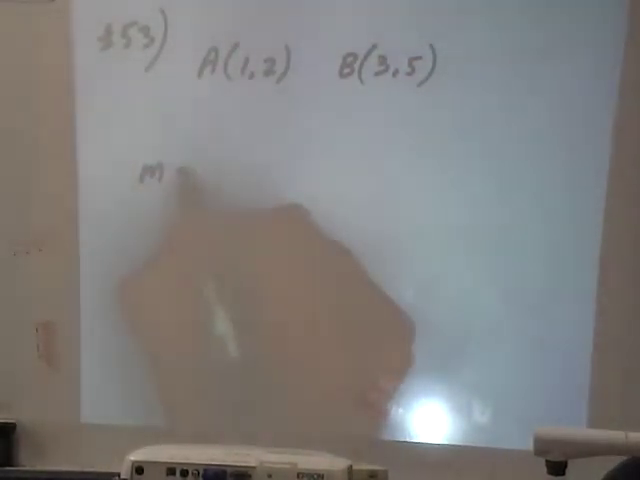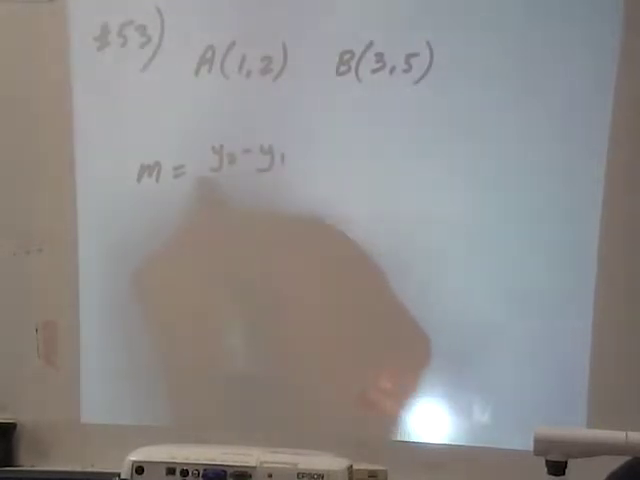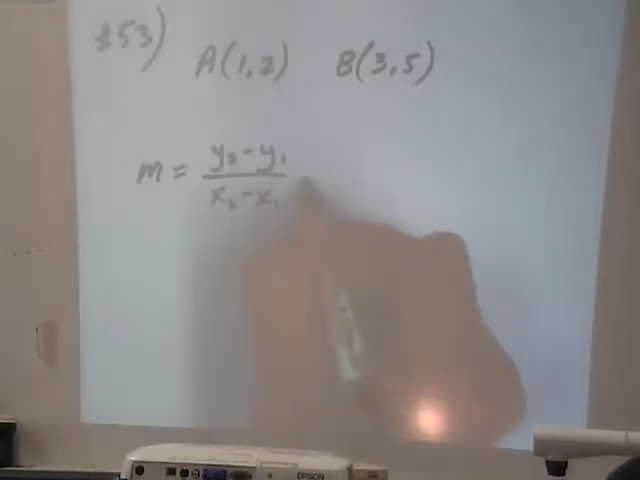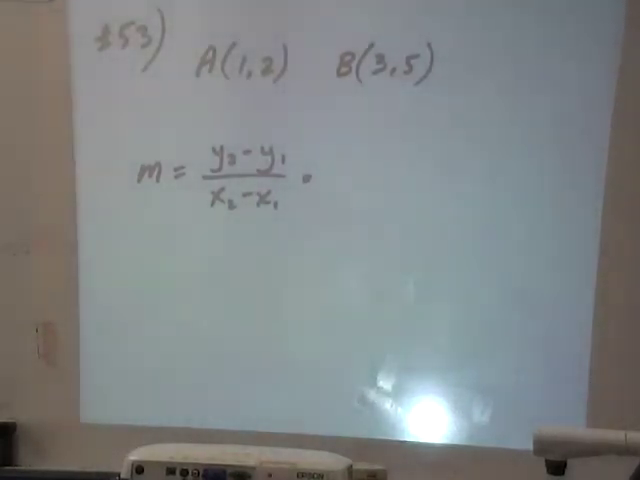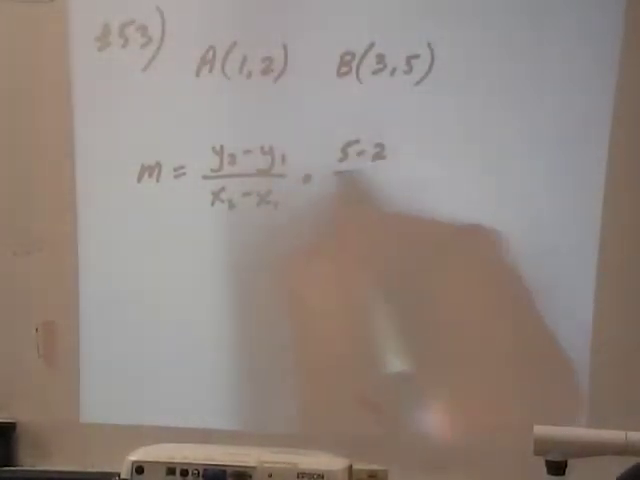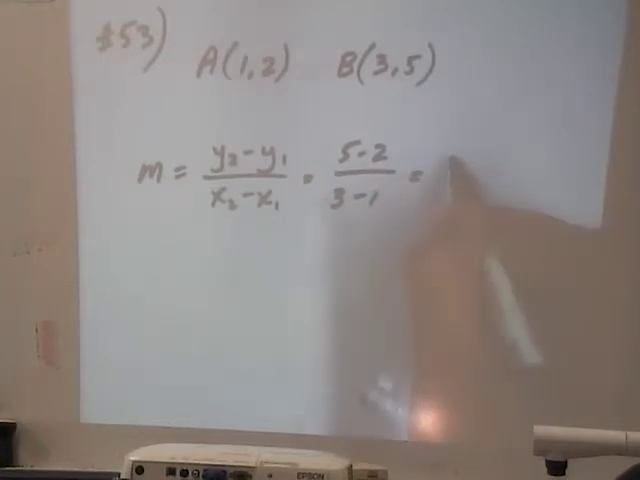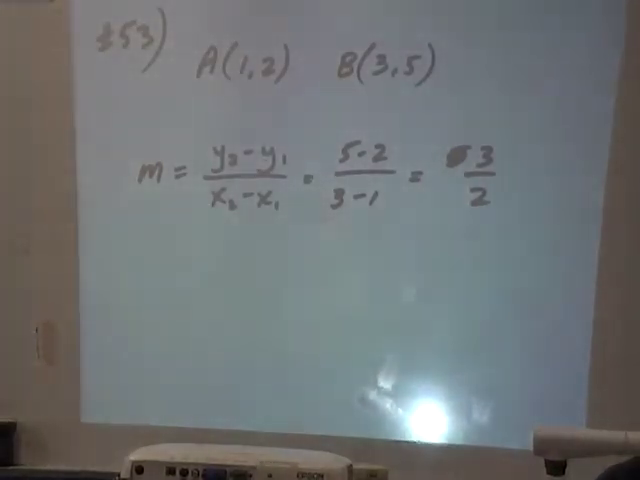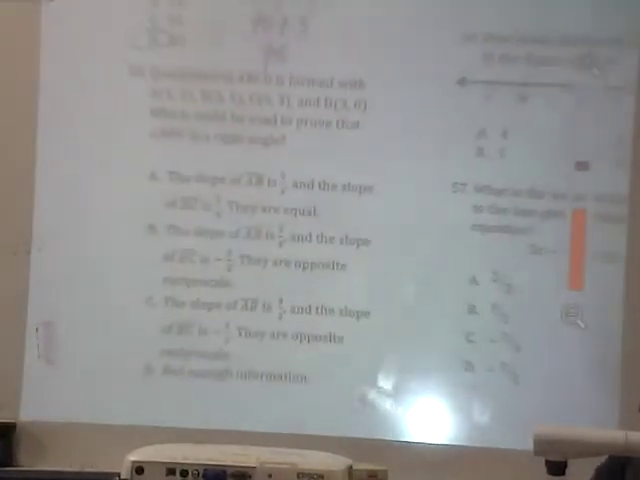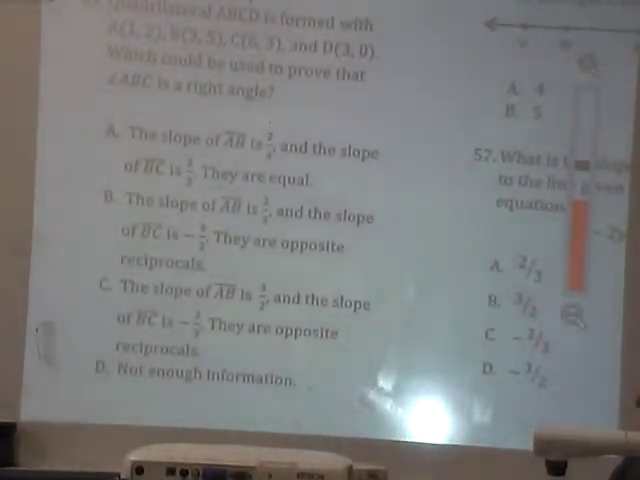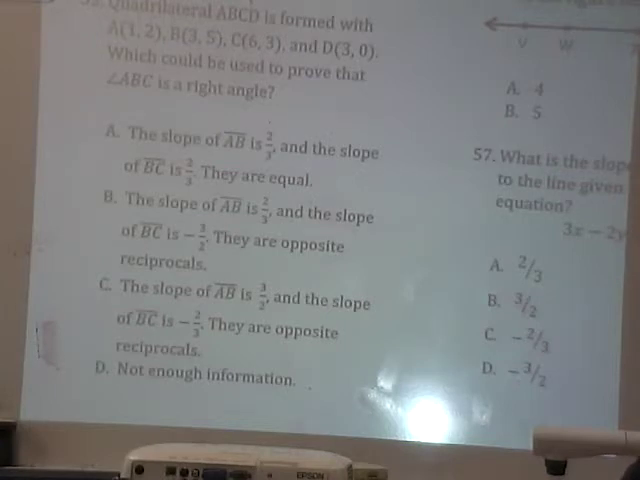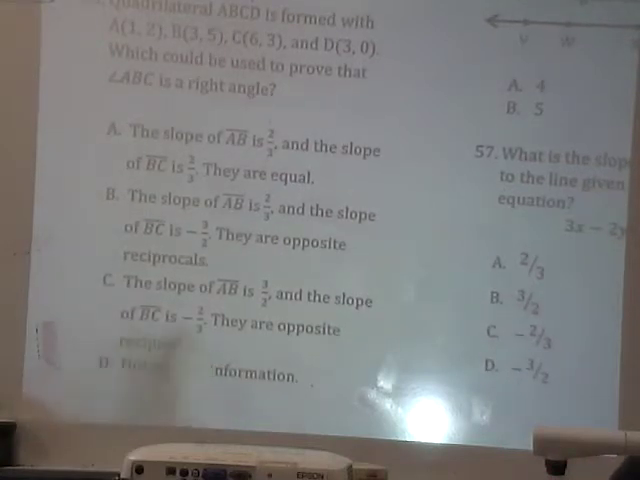And we want to find the slope. That's equal to y2 minus y1 over x2 minus x1. So it'll be 5 minus 2 over 3 minus 1. So that is 3 over 2. So it's either C or D, right? Let's check the slope of BC. I think it's going to be C, but let's just check.